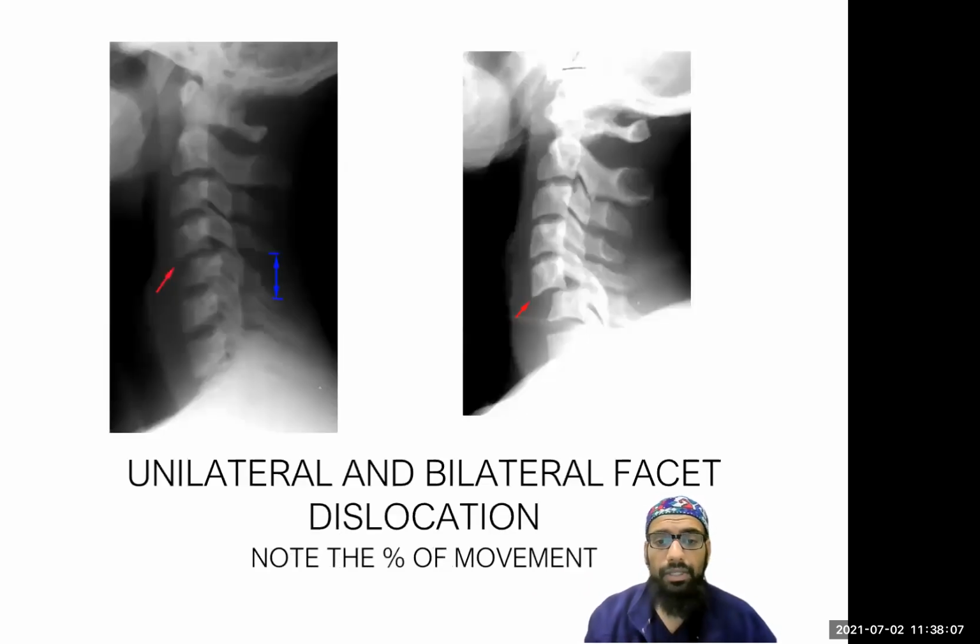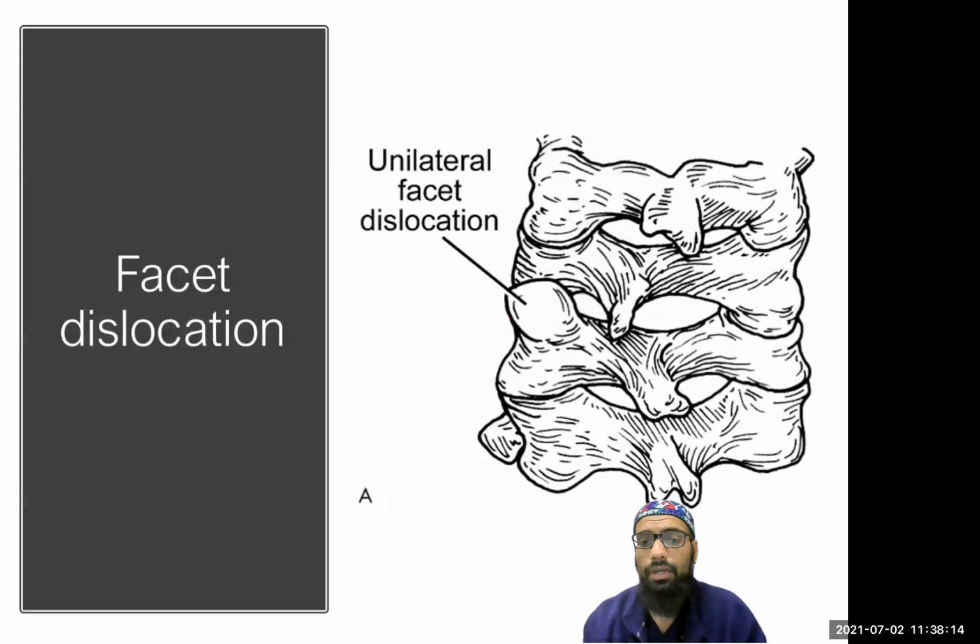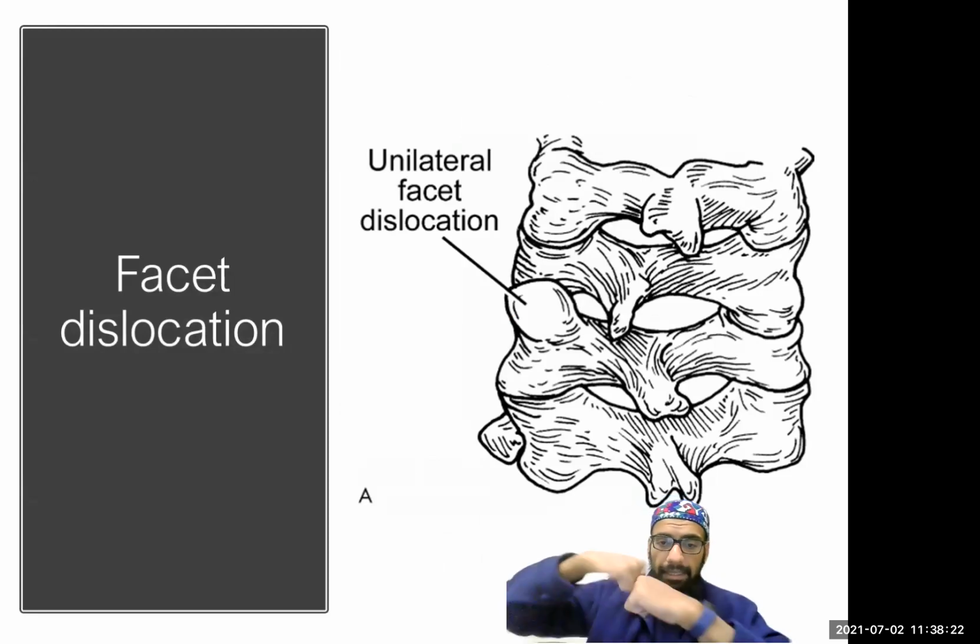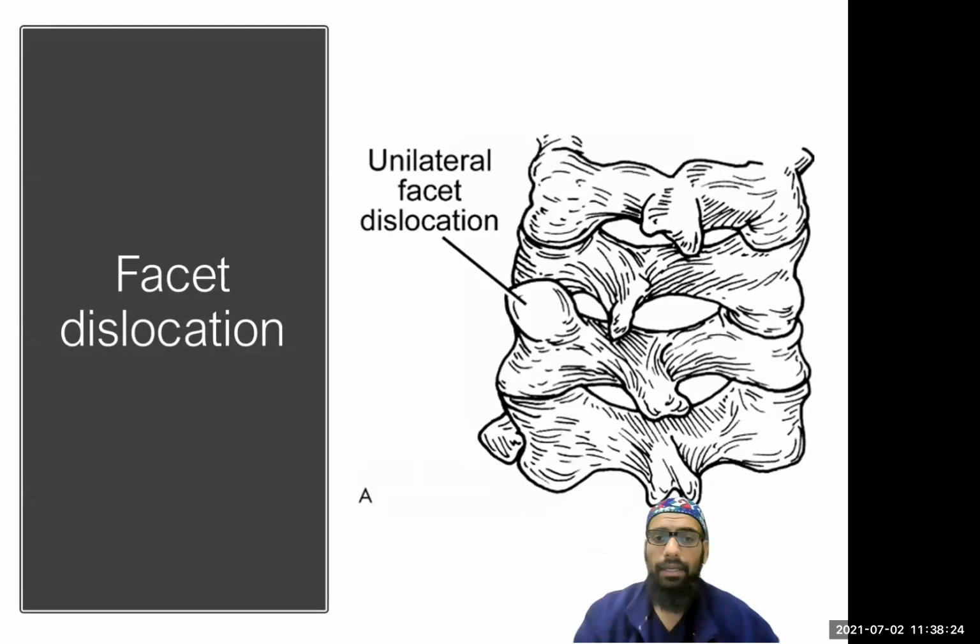All right. So here we're looking at facet dislocations. All right. So when you look, let's go to the next slide because I actually want to show you how the vertebrae look. So your vertebrae have two facets on either side. All right. So these facets basically interlock into one another. All right. So this is showing you a unilateral facet dislocation.